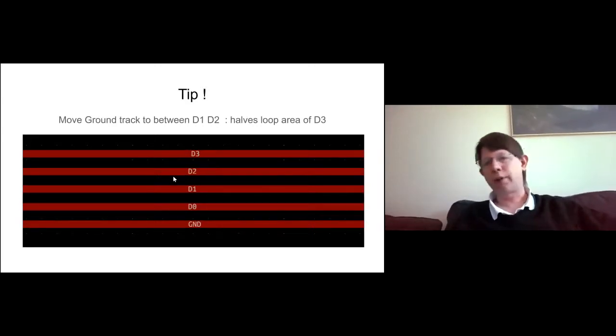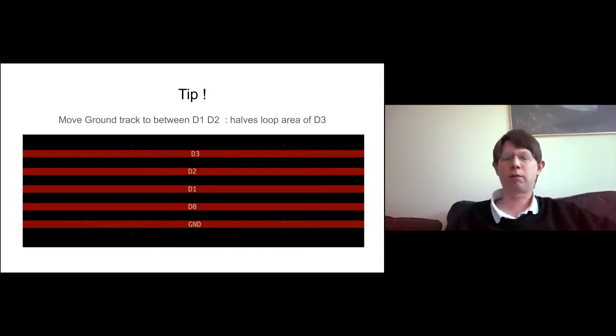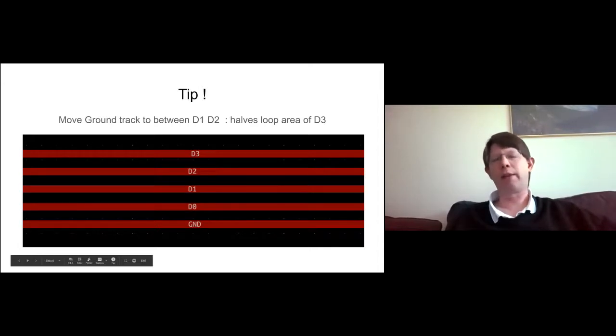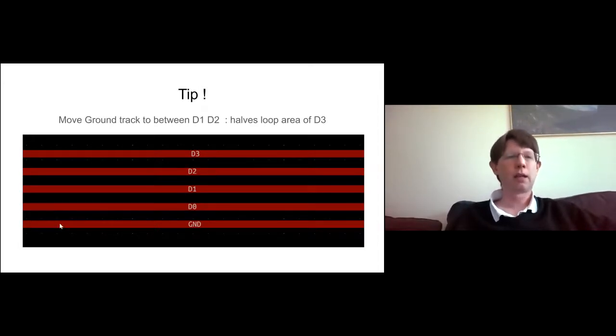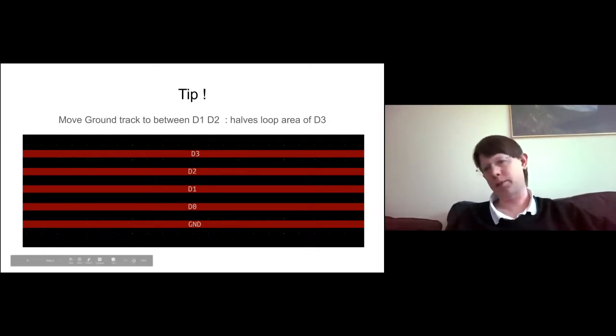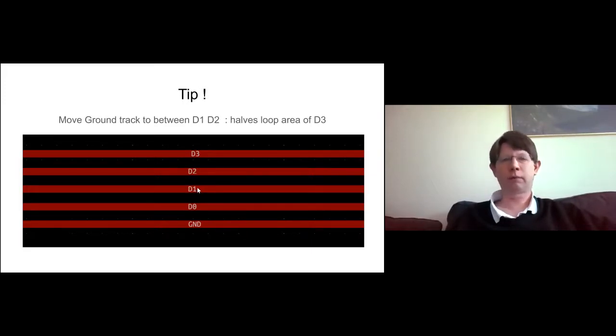So this is another common thing you might find on a single-sided board. You've got a bus that goes across the board, and you've got a ground track that's somewhere there. So you can see the area between D0 and ground is nice and small, but it's getting worse and worse as we go up. So D1 is bigger than D0, and all the way up to D3. The area from the ground to D3 is large.